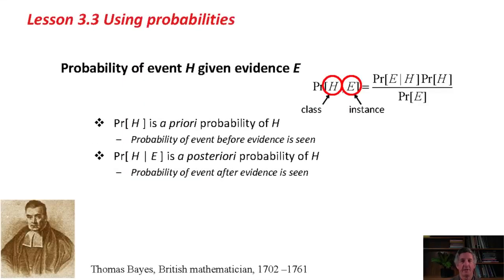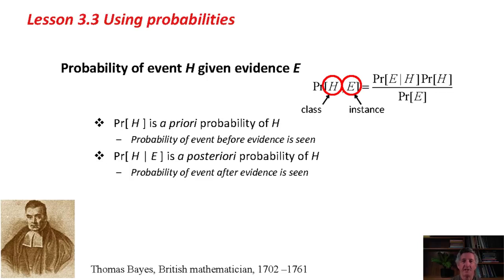So there's a theorem in probability called Bayes' theorem, after this guy, Thomas Bayes, from the 18th century. It's about the probability of a hypothesis, H, given evidence. In our case, the hypothesis is the class of an instance, and the evidence is the attribute values of the instance. The theorem is that the probability of H given E, the class given the instance, is equal to the probability of E given H times the probability of H, divided by the probability of E.